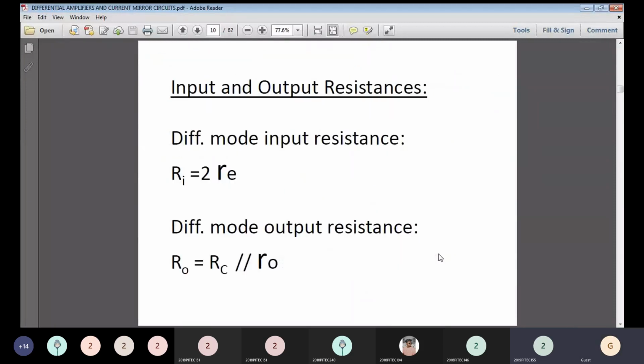The unit is decibel, dB. So what is the formula for input resistance and output resistance in both modes, differential mode and common mode? First we'll discuss differential mode. The differential mode input resistance value is Ri equal to 2 into emitter resistance Re. The differential mode output resistance value is R0 equal to Rc, in parallel with the output resistance R0.